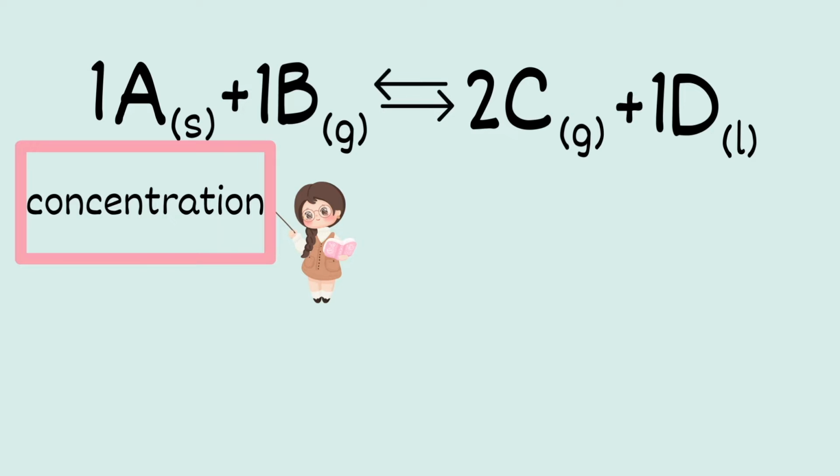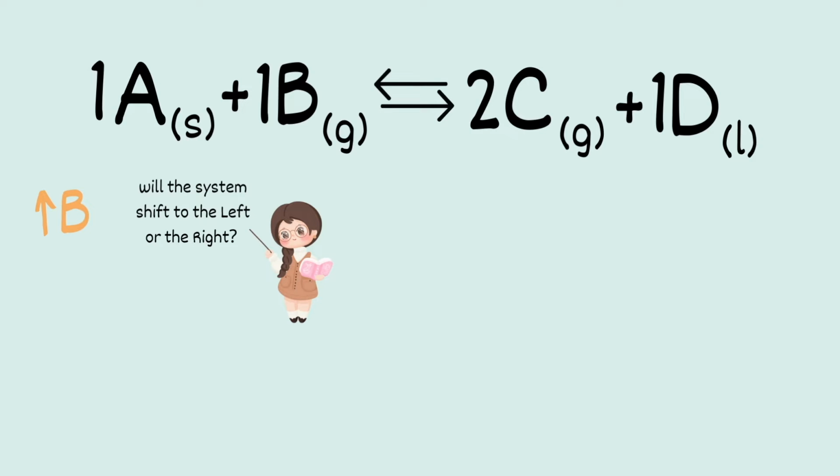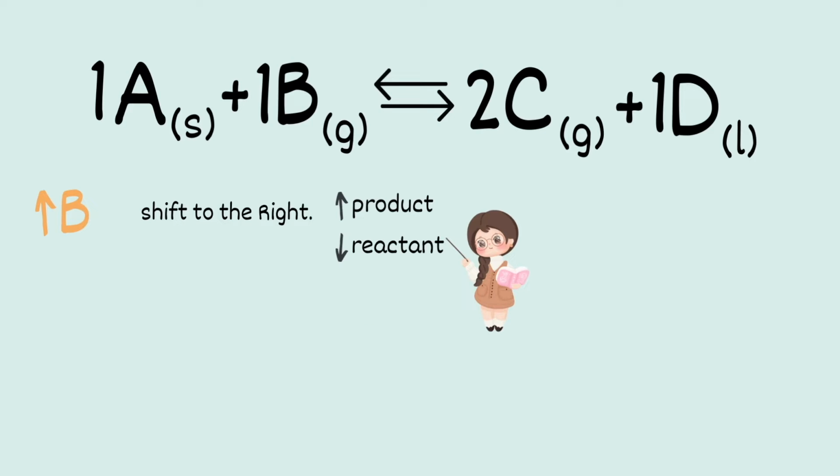Let's look at how concentration affects the chemical equilibrium first. If we increase the concentration of B, will the system shift to the left or to the right? It will shift to the right. It does this because there's an increase of reactants. Then the system needs to produce more product in order to balance out. And shift in the direction of the product will create more product. So there will be an increase in product and decrease in reactants.